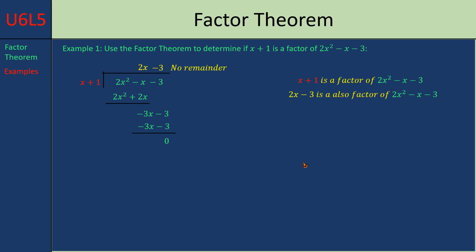However, 2x minus 3 is also a factor of that, right? They're both factors. And what's more, the original polynomial is equal to 2x minus 3 times x plus 1. Those two things multiply together to give you back your original polynomial.